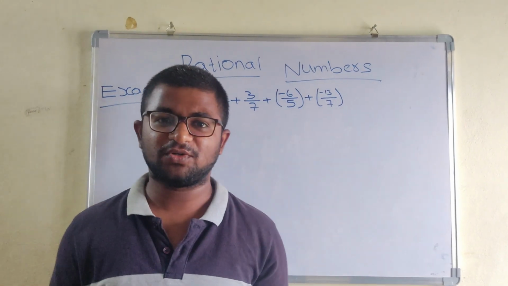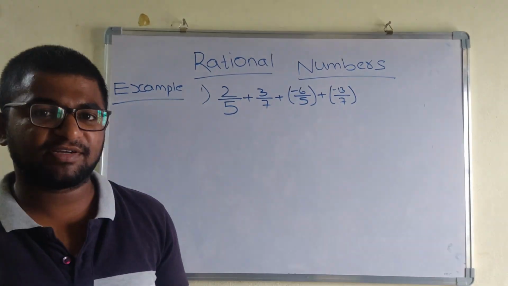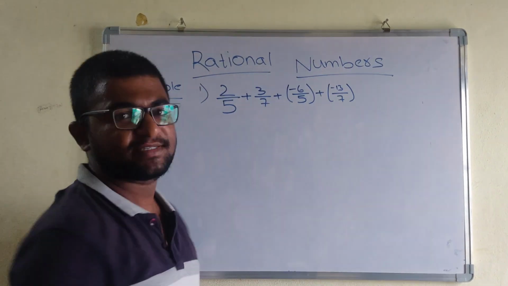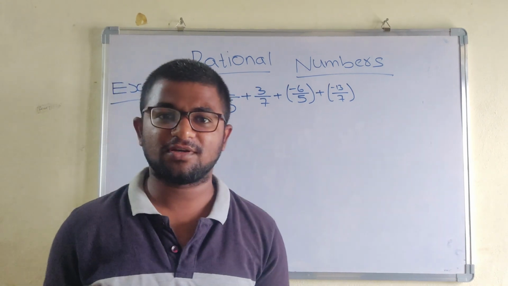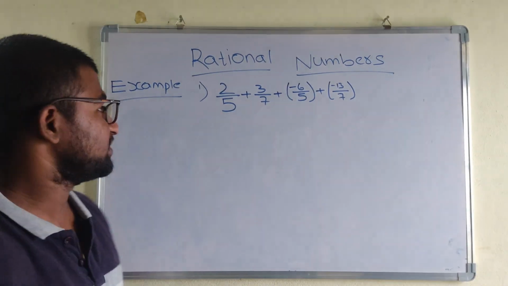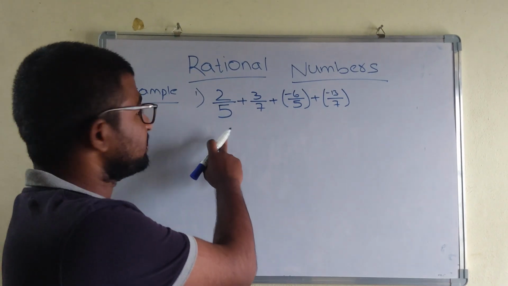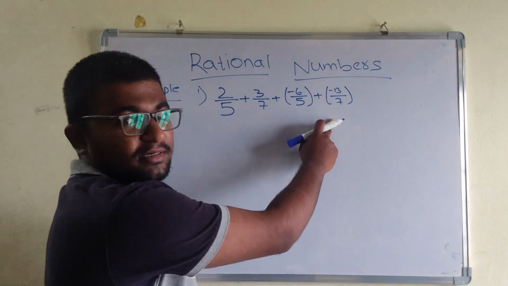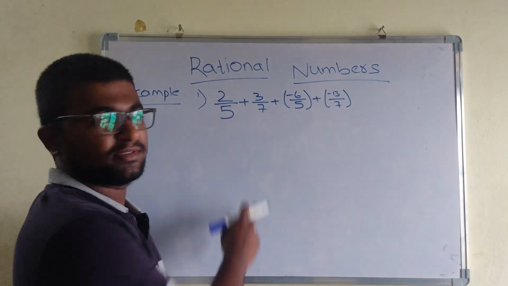Welcome to GSR tutorials. As we all know, yesterday we discussed properties of rational numbers. Today we are going to solve some example problems in rational numbers. That is the first example: how can we solve this expression in rational numbers? Let's solve.